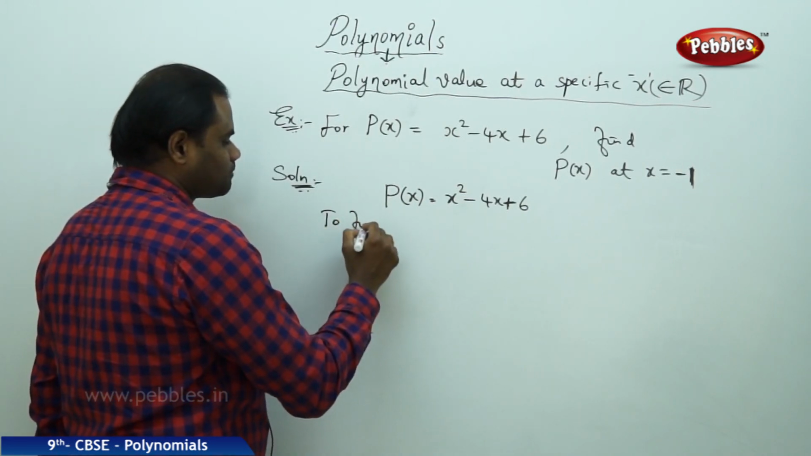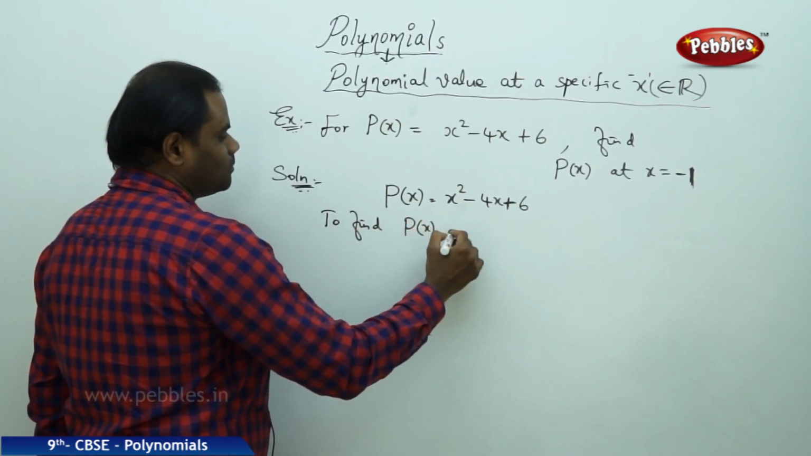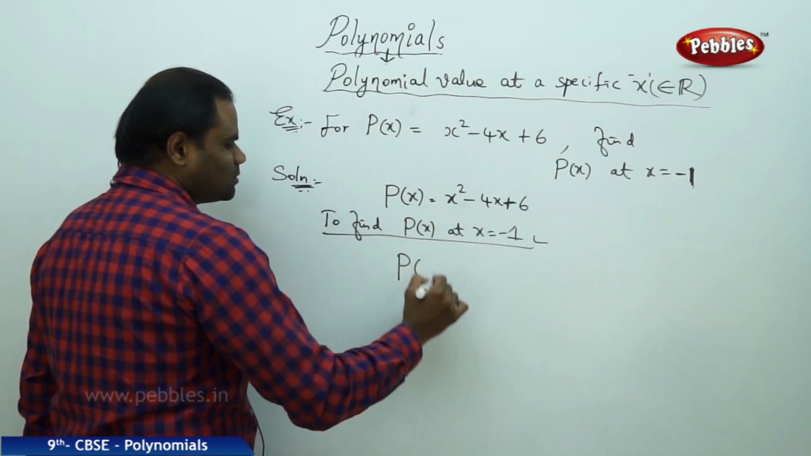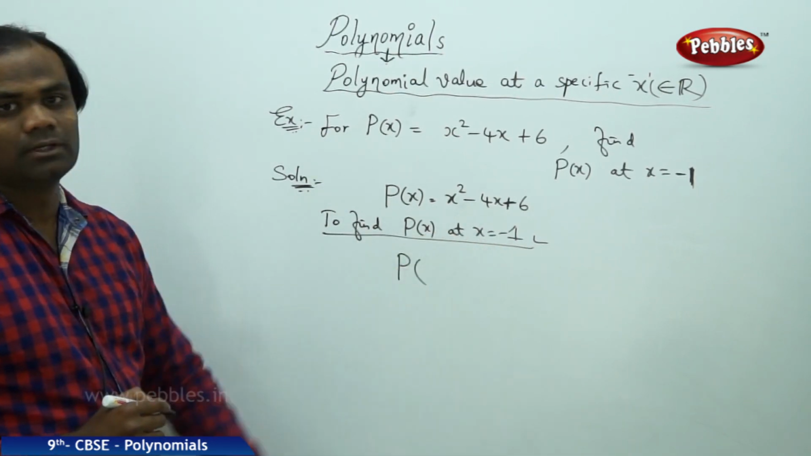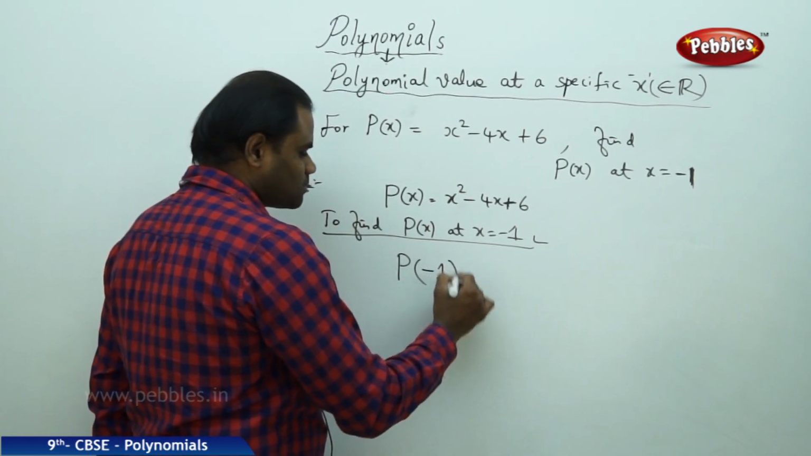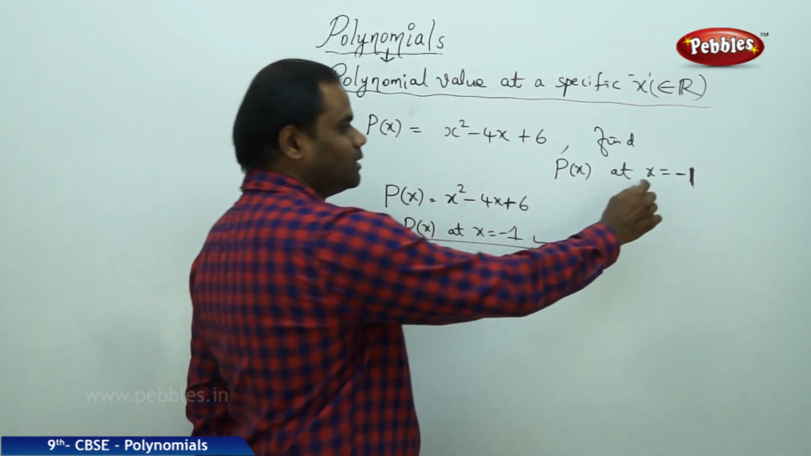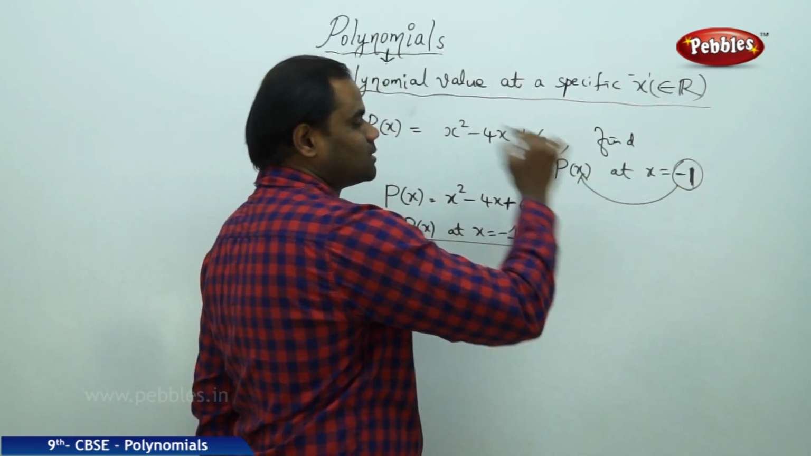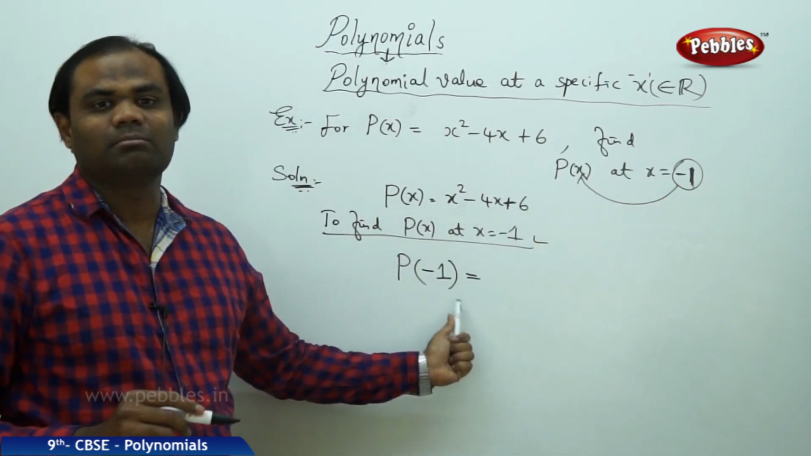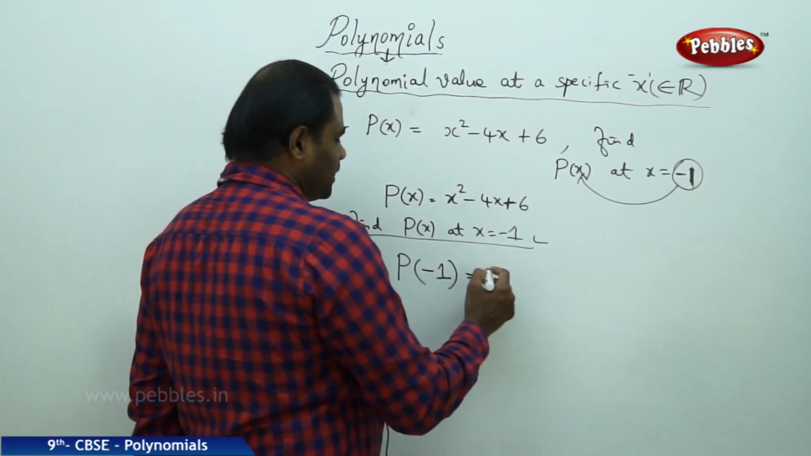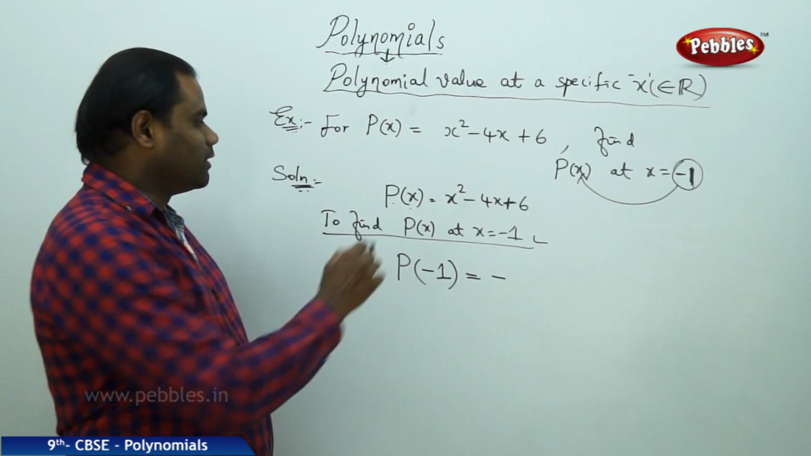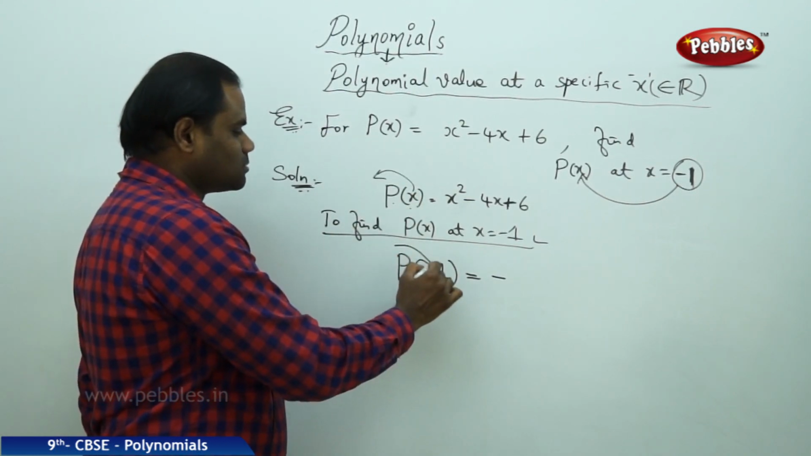So to find P of x at x equal to minus 1 implies I need to just find P of minus 1. The notation for finding P of x at x equal to minus 1 is P of minus 1, because simply this value of x gets replaced with x, and therefore P of x changes to P of minus 1. And P of minus 1 is P of x being x squared minus 4x plus 6, when x is moved out and minus 1 is moved in.